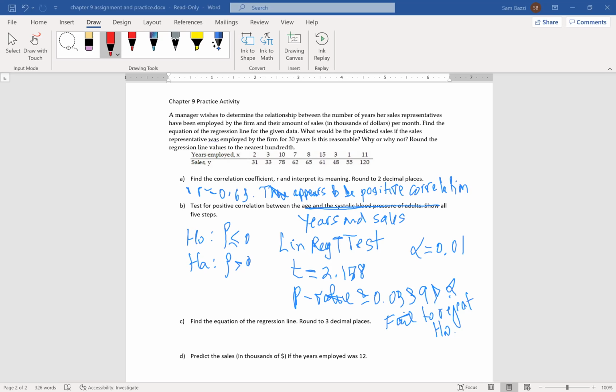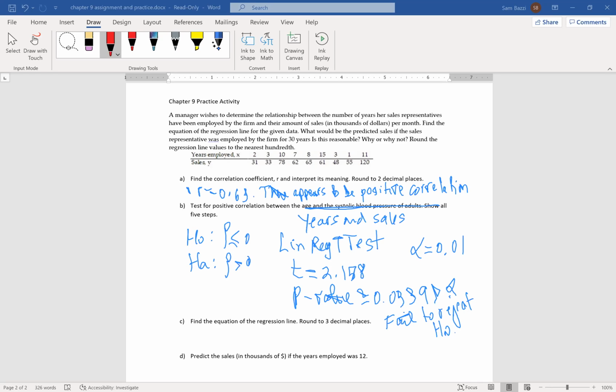Fail to reject H0, that means there is not enough evidence to conclude that correlation is significant between the years employed and the amount of sales. This is the first question, guys, where we end up saying that we don't think that there is a strong correlation. And you can see R was weak. It wasn't very close to 1. We say there appears to be positive correlation, but when we tested the population correlation, it turned up that there is not enough evidence to conclude that correlation is significant.